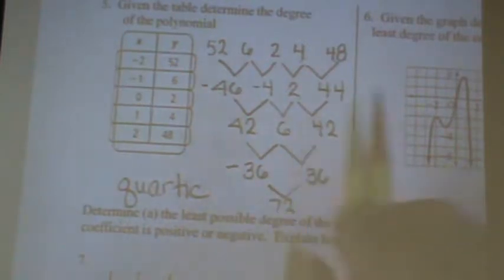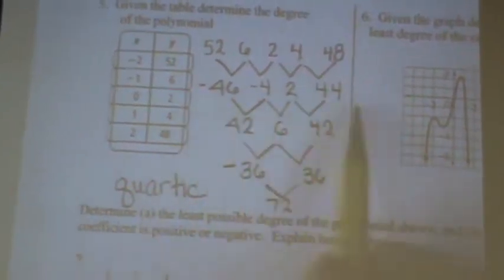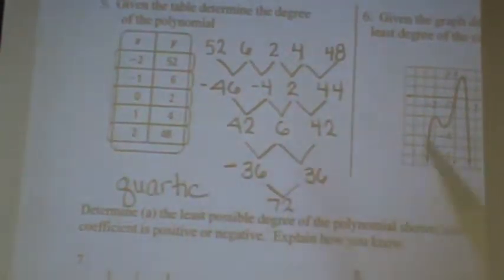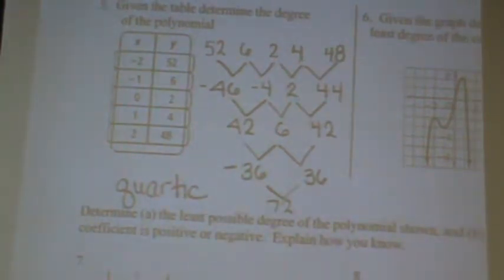The reason why I don't like this problem is because you don't see the common difference. So you're going to write quartic for this one. The answer is quartic. But I'd like to make it so you have a pattern of the same number, not just one number. So I wasn't crazy about this question.